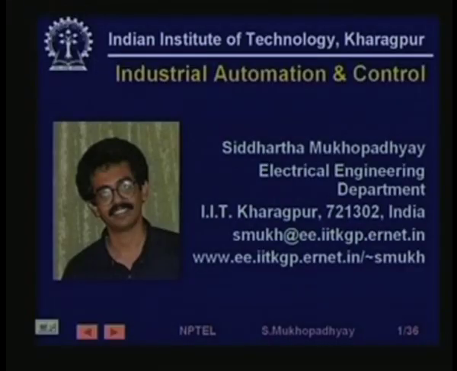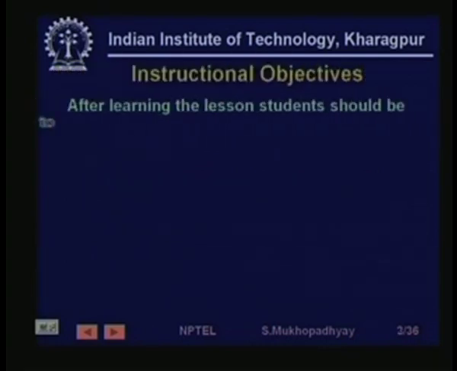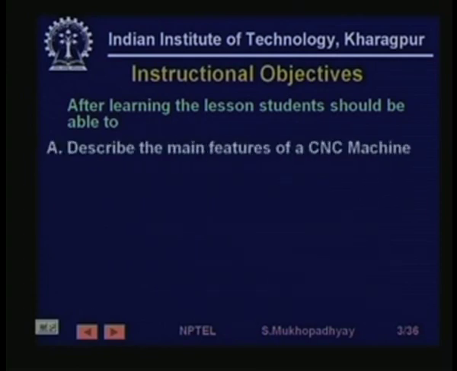So welcome to lesson 23 of the course on industrial automation and control. Today we will be talking about CNC machines, that is computer numerically controlled machines. So as usual, let us look at the instructional objectives of this lesson. After learning the lesson, the student should be able to describe the main features of a CNC machine, what makes it, describe its main advantages, why we should spend money to buy these machines, they are very expensive.